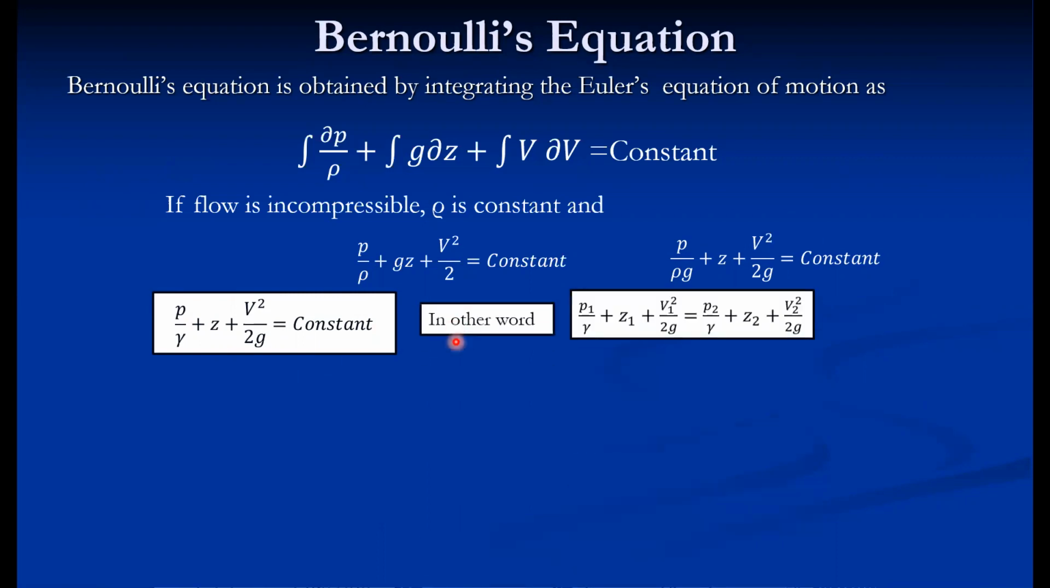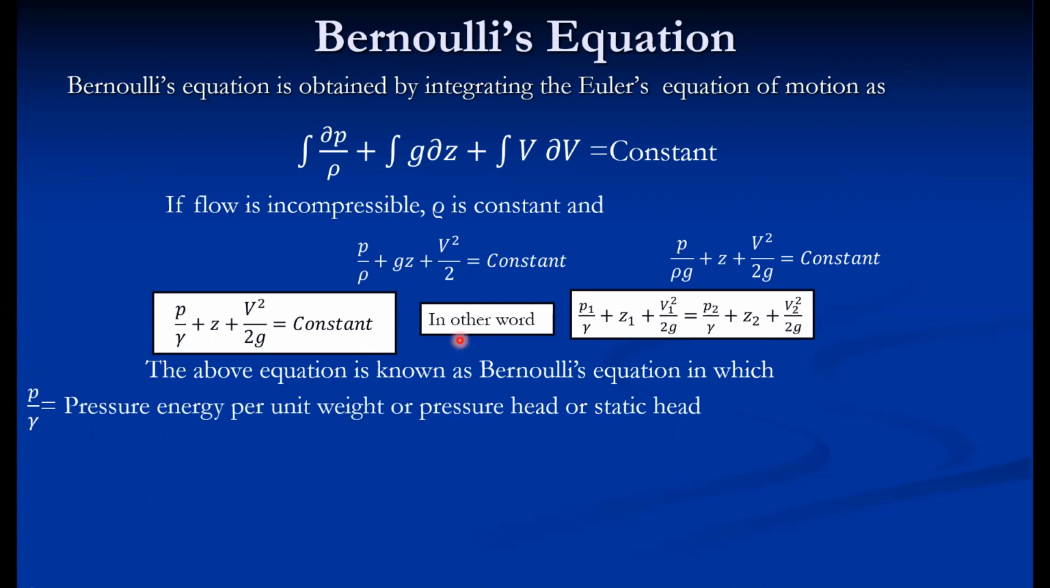In other words, we can apply this Bernoulli's equation between two sections of the pipe by considering suffix 1 for section 1 and suffix 2 for section 2. The above equations are known as Bernoulli's equation, in which the equation is the addition of three terms.